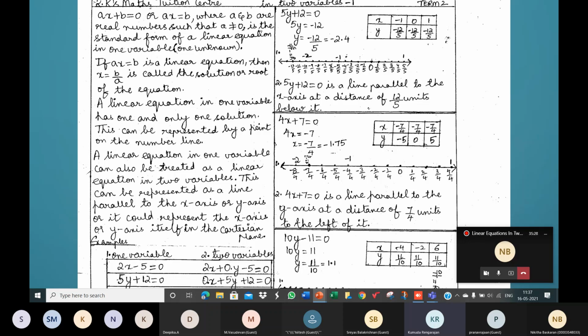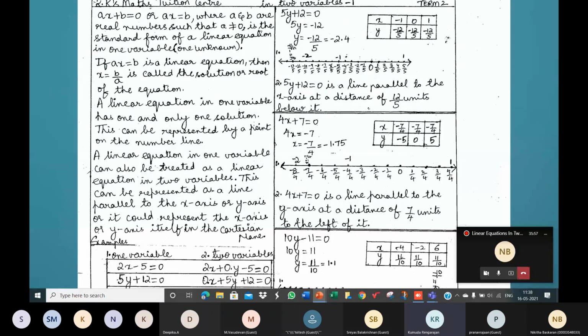Linear meaning linear. Now, what's a linear polynomial? A linear polynomial is one whose degree is 1. If the degree of a polynomial is 1, then it is called a linear polynomial. Let me get some examples from you. Give some examples of linear polynomials. X plus 2.